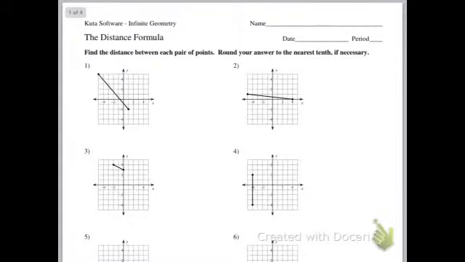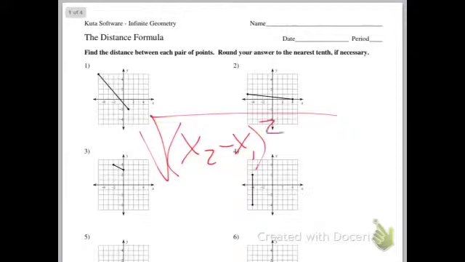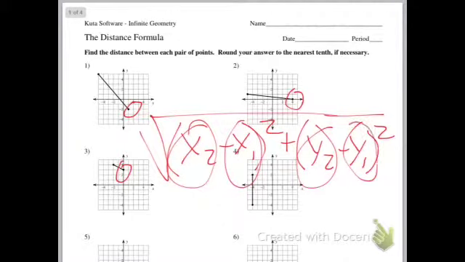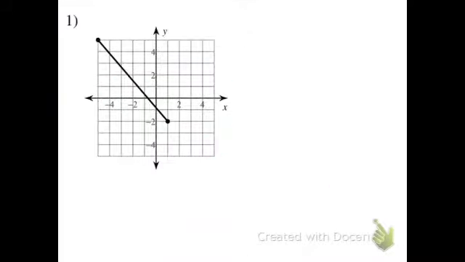Alright, time for the distance formula assignment. For this whole thing, we're going to be using this magical equation of x2 minus x1 squared plus y2 minus y1 squared. Remember, the x2 and the y2 come from the rightmost point on your lines. The x1, y1 comes from the leftmost point. So when you're trying to figure out which one's which, follow that.